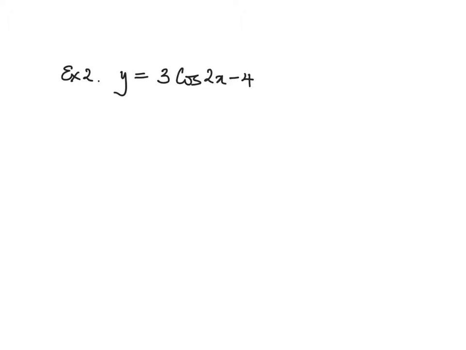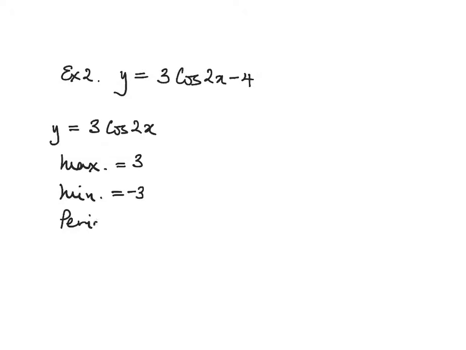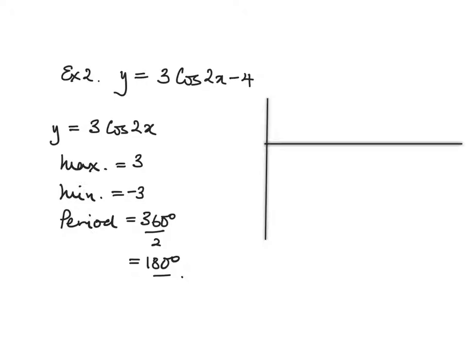Y equals 3 cos 2x minus 4. Why don't we first of all deal with the 3 cos 2x. Now we know that the maximum is 3 and the minimum is minus 3. And the period, well, there are 2 cycles in 360 degrees, so 360 degrees divided by 2 gives us 180 degrees. And we can make a sketch of this. So here are the axes, and I'm going to add in some information. We could make that 3 there, and this minus 3.